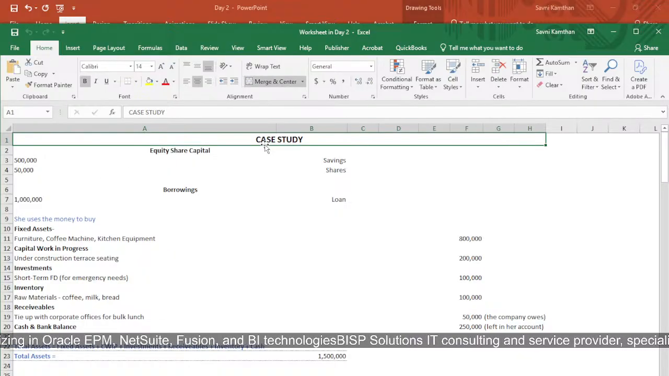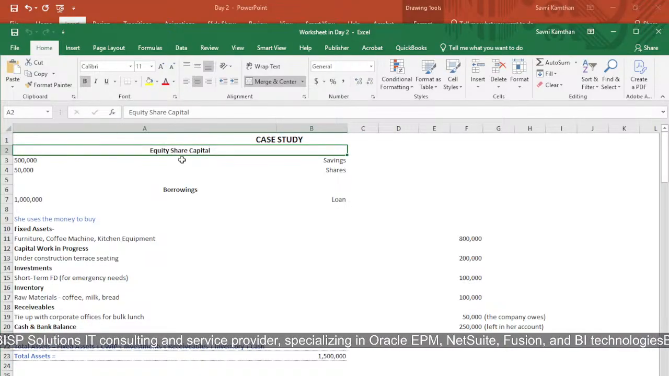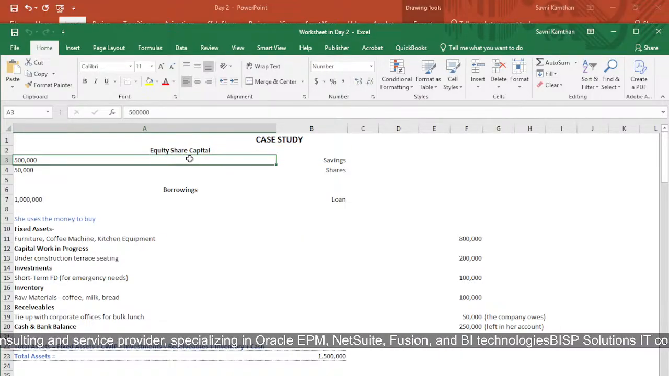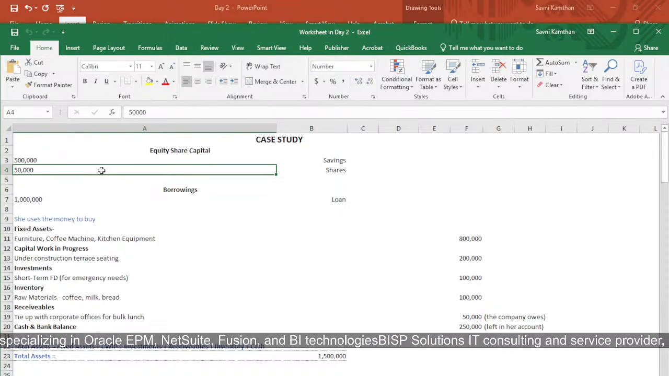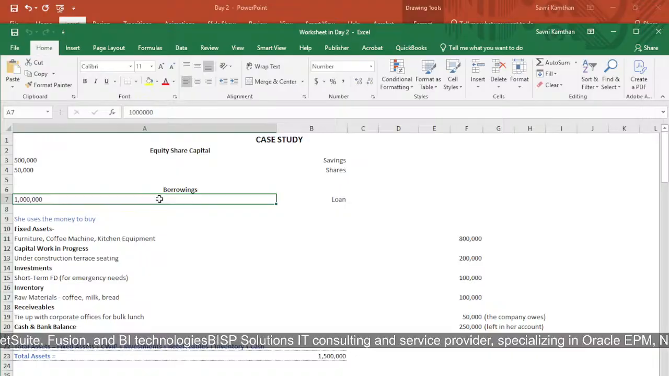This is a case study of Ria, where she wants to open a coffee shop. She requires 10 lakh rupees. For equity share capital, she is investing 5 lakh rupees from her own savings, and she issues herself 50,000 shares of 10 rupees each.